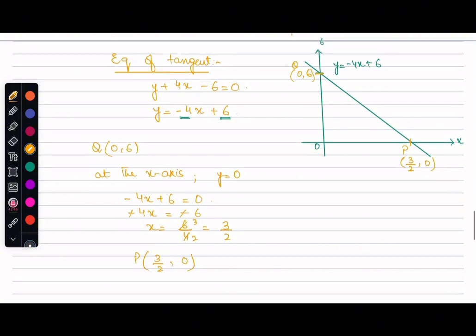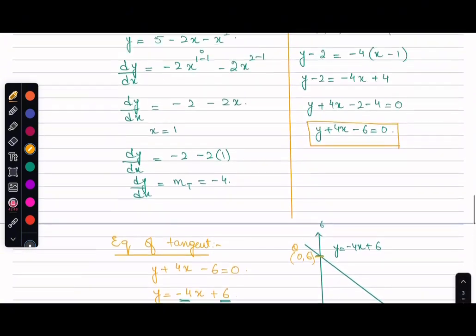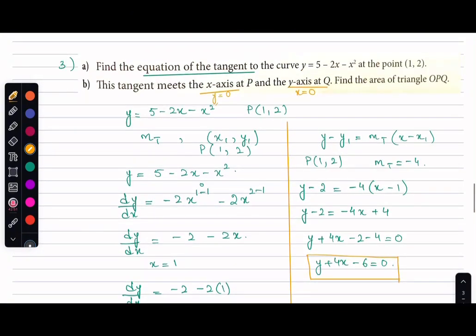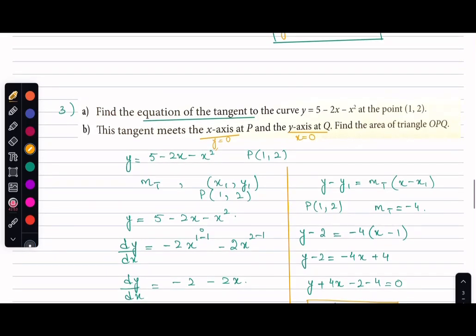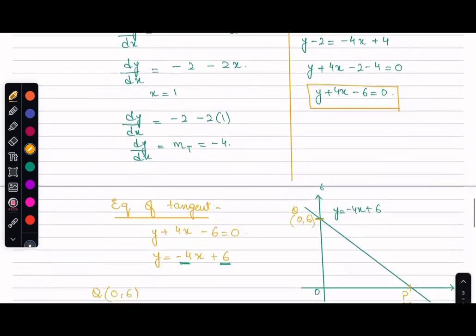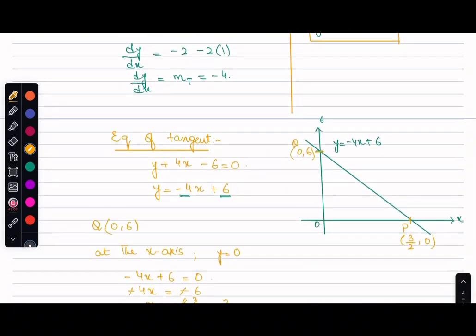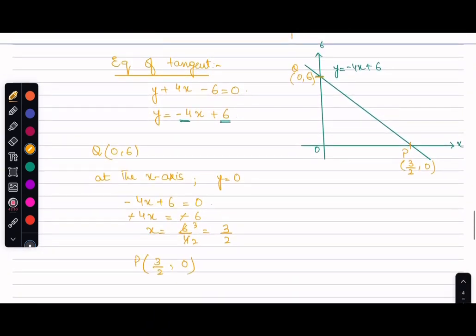So I have the coordinates of P, I have the coordinates of Q as well. Now the question said the tangent meets the x-axis at P, I have the coordinates of P, and the y-axis at Q, I have the coordinates of Q as well. Now I'm supposed to find the area of the triangle OPQ. So to find the area of the triangle OPQ, let's use the sketch here.